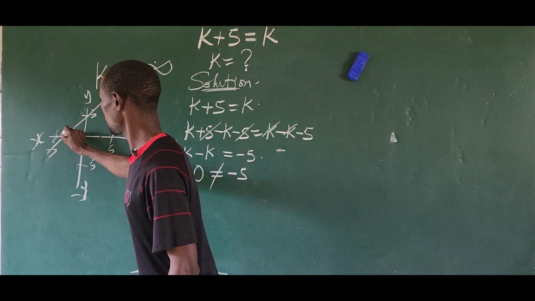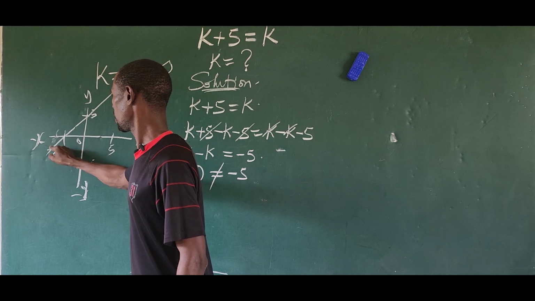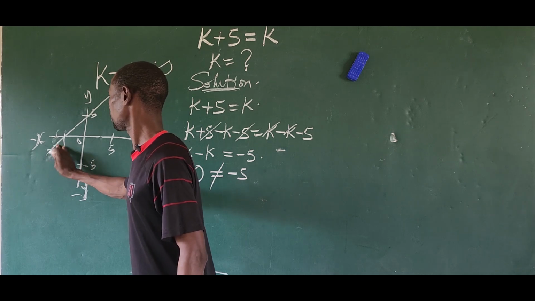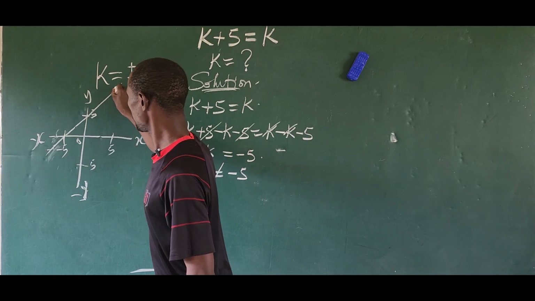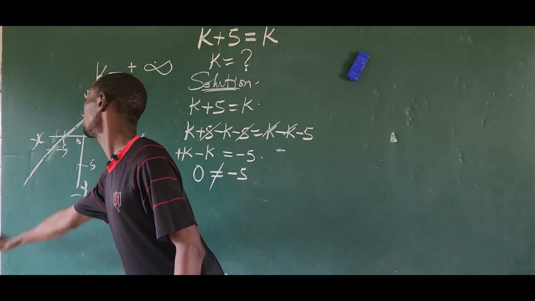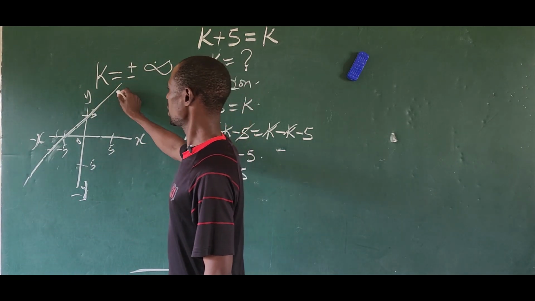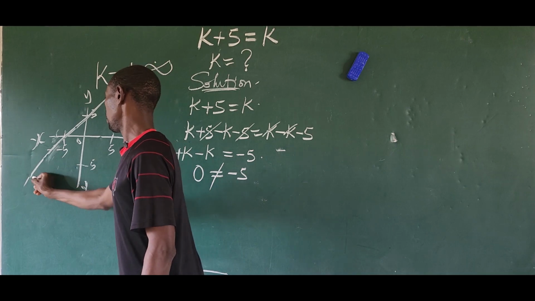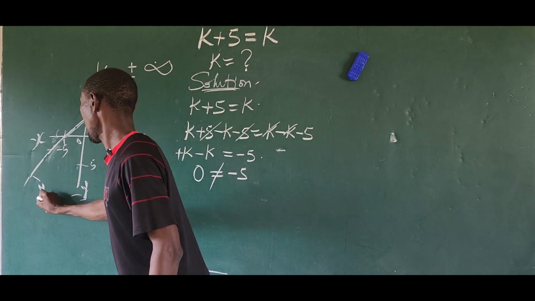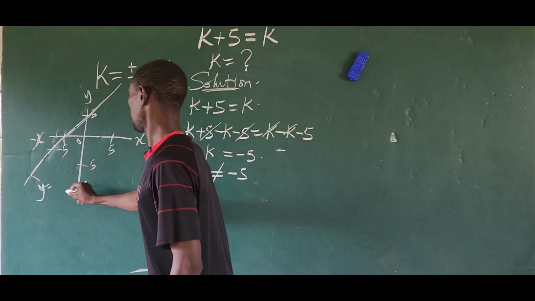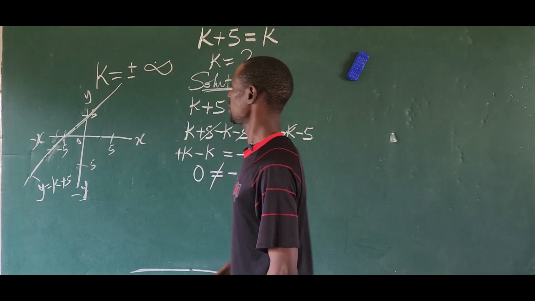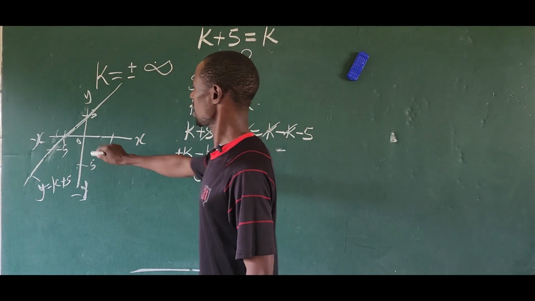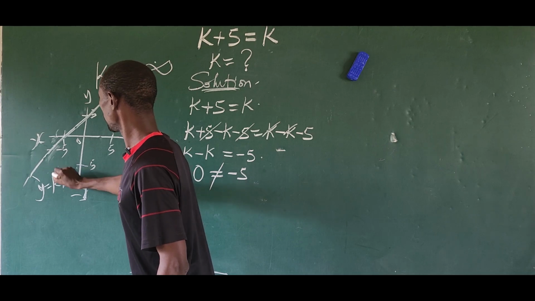Okay, so let's move this this way, sorry. So this is my negative 5 here. All right, so it's going to pass through this point down. And this is your y. We have y equal to k plus 5 here. Then if you plot the other side on this same graph, it's going to pass through the origin here.